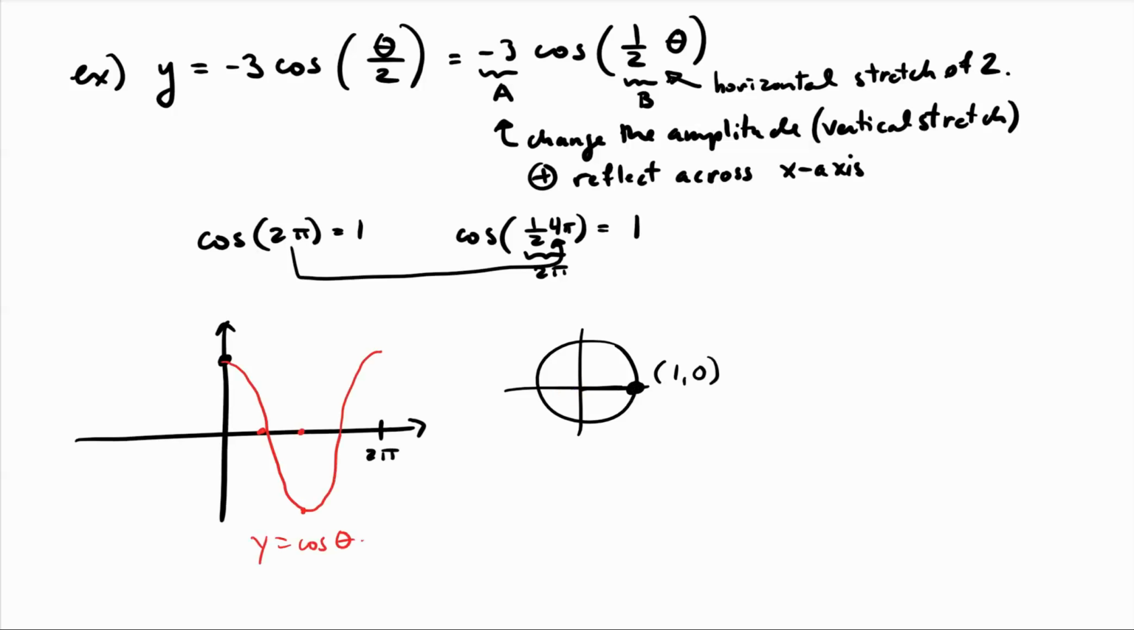After that, it doesn't matter in which order we change things. We could change the amplitude and reflect across the x-axis. So maybe I can do it here. So this is 1 and -1. If I reflect first, I'm going to get this. So this is y equals minus cosine.